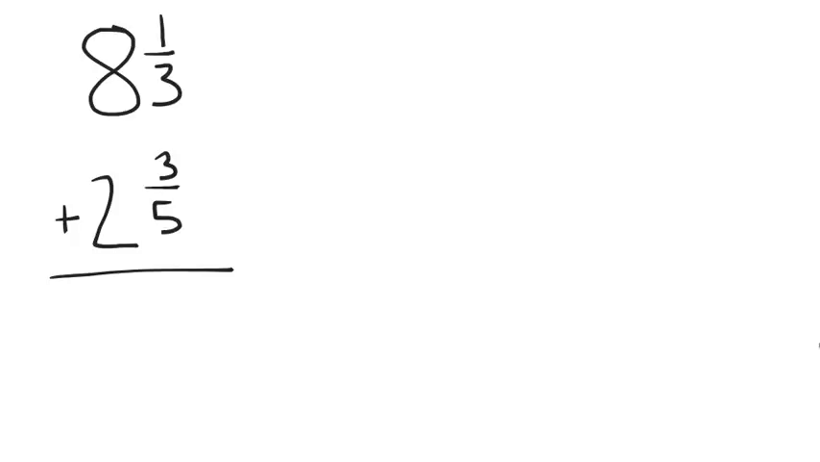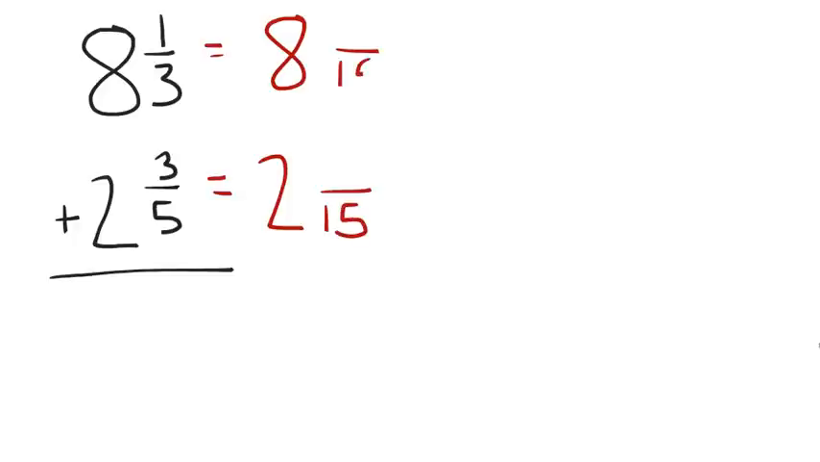Alright, here's our next one. 8 1/3 plus 2 3/5. Same thing. You want to figure out what is a common multiple of 3 and 5. In most cases, if you can't think of one, you can just multiply the two denominators together. In this case, that is the common denominator. 3 times 5 is 15. So that is our common denominator.